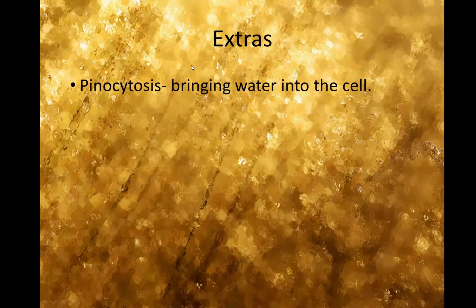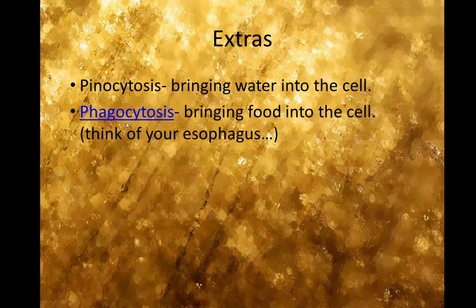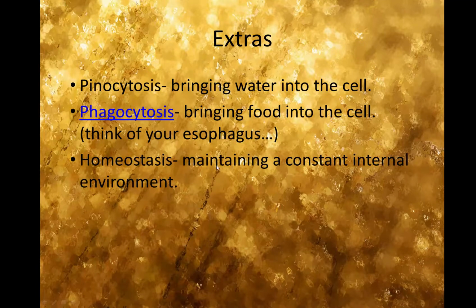And extras: pinocytosis, where we bring water into the cell. Phagocytosis, where we start bringing food into the cell. And homeostasis, where we maintain the content or the internal environment of the cell. And that's what the cell membrane is trying to do, control the flow of things in and out of that cell to maintain the cell in peak form. And then the Inner Life of the Cell, full version, I'm going to show this one to you.